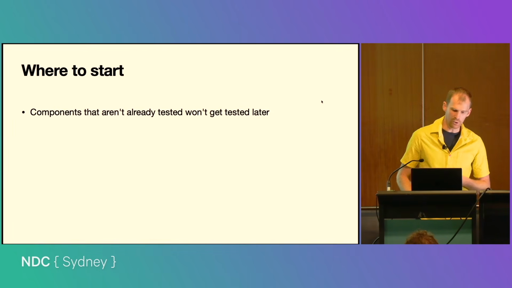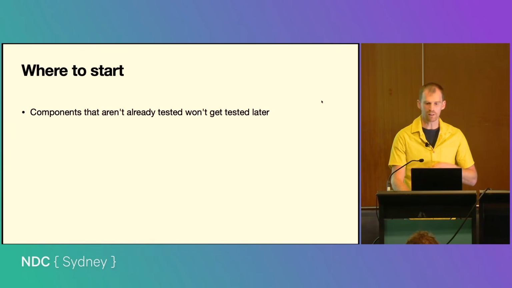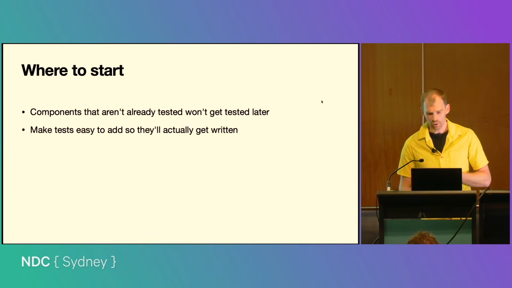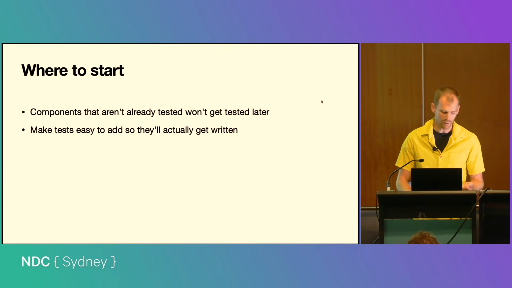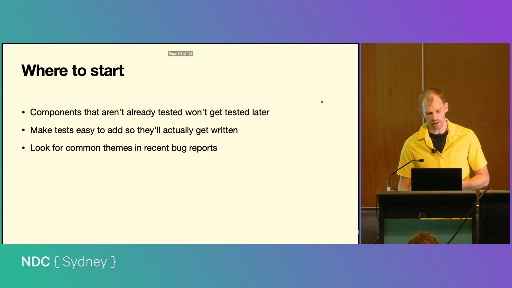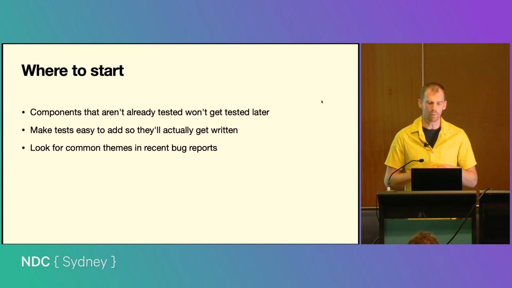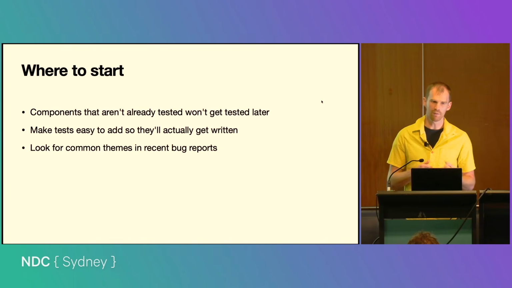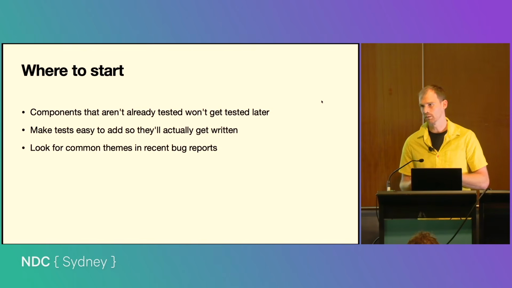So some takeaways for you of where you can start. Stuff that's not already tested won't get tested later. If you find a bug and there's no easy way to write a test for it, it will not get written. So try and make tests easy to add so that they actually will get added in those sort of drive-by regression scenarios. Look for some common themes in recent bug reports in areas where you may have testing deficiencies, and they may not even be in software at all. Maybe most of your bugs come from misconfigurations in deployments, and try and think of ways that you can catch those better.